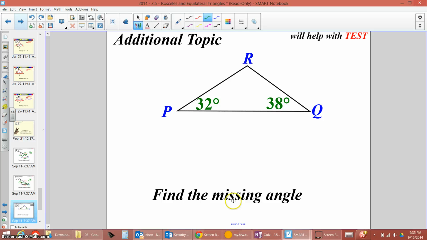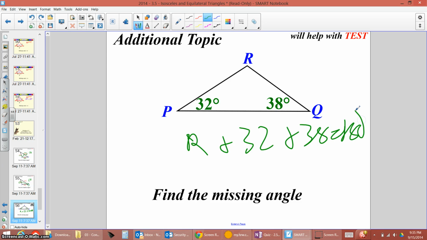So here, find the missing angle. So we have 32, 38. Can I find out R? Well, that's just R plus 32 plus 38 equals 180. 32 and 38 combine to give us 70. So we subtract 70, and that gives us R equals 110. So this angle up here equals 110.